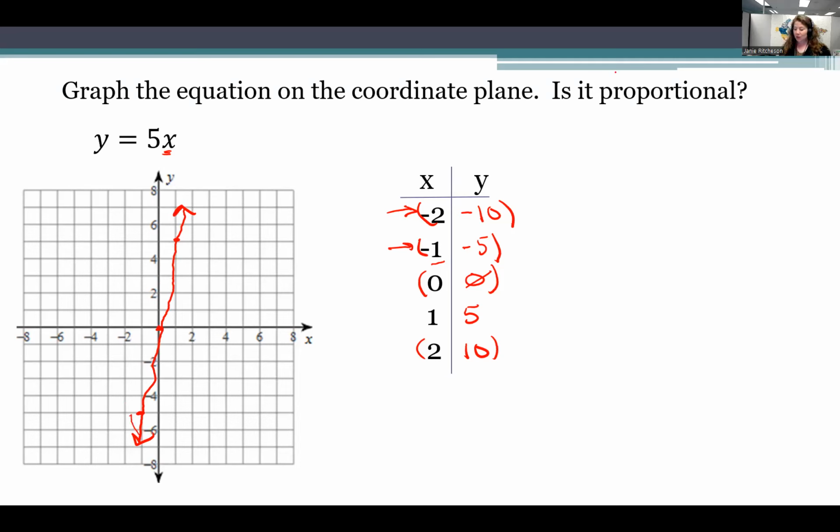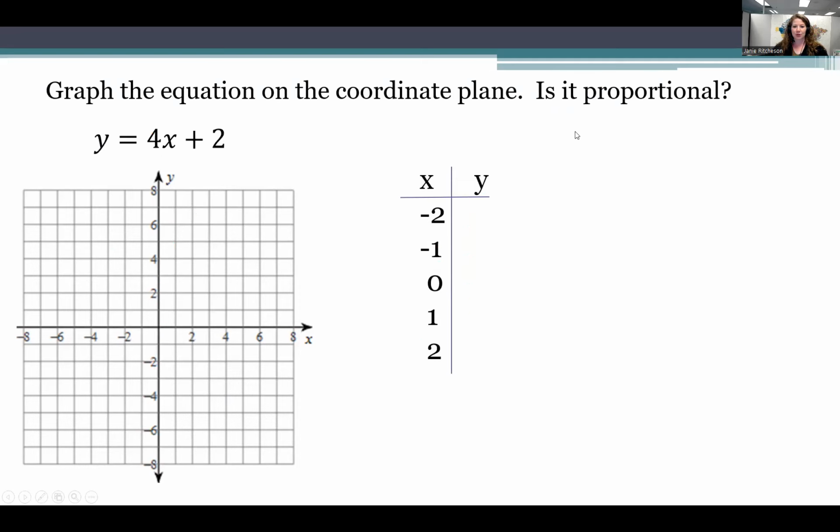But anyway, is this proportional? Yes, it is. It's supposed to be a straight line, and it goes through 0, 0. So this equation represents a proportional relationship. All right, what about the next one?